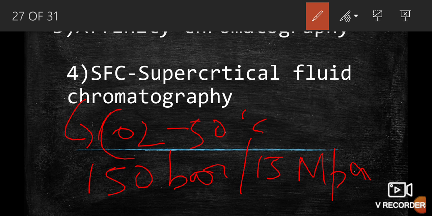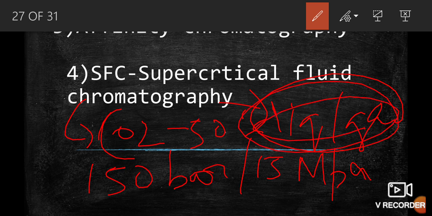For these types of molecules, you use this technique, and the stationary phase is a liquid or a solid. It's a new technique, so it combines the advantages of both liquid as well as gas chromatography, and this technique is used.